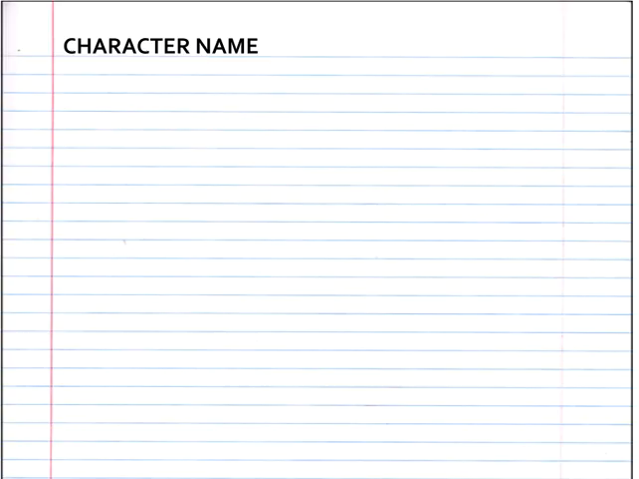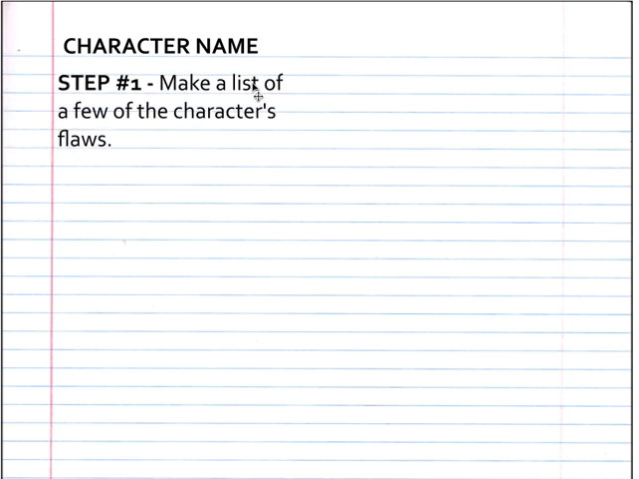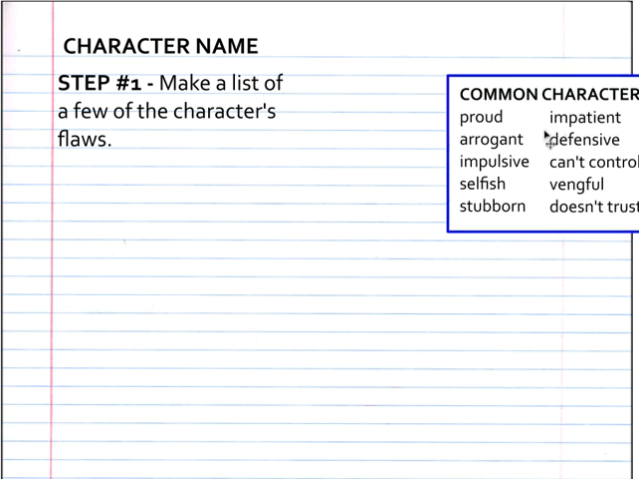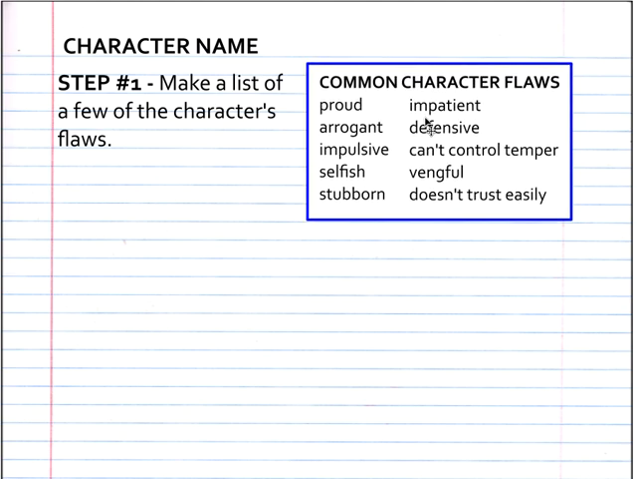So here's your job today. Your job today is to start to think about these character flaws. So step 1, I want you to make a list of a few of the character's flaws. So here are a lot of common flaws that you are going to see in lots of dystopian novels. Proud, arrogant, impulsive, selfish, stubborn, impatient, defensive. The character can't control their temper, they're vengeful, they don't trust people easily. So step 1, make a list of a few of the character's flaws.